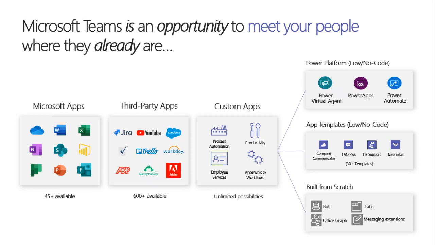Then we have our app templates. So these are actually templates that Microsoft has posted, where we've posted them to GitHub, and you can take that code and put it in your App Studio and get that running for your organization. Company Communicator and FAQ Plus are extremely popular ones. Company Communicator actually allows you to push notifications throughout your entire organization without needing to send out emails. So if you're looking for a way to reach a large amount of your organization without needing to send out those email blasts, Company Communicator is a great option for that.